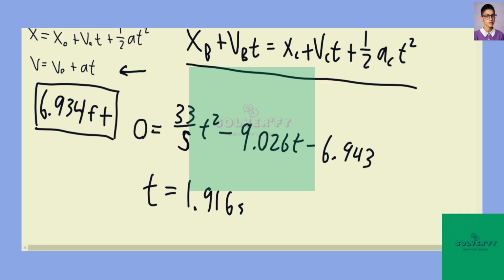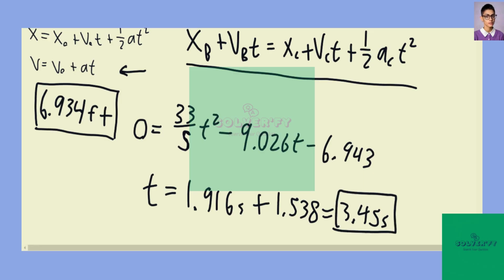And so we have to add how long it took the bike to get to its maximum velocity, which would be 1.538. Add this up, you get about 3.5 seconds. So from start to finish, it takes the car about 3.5 seconds to completely pass the bike. And the max distance between those is whenever the bike reaches its maximum velocity, and the distance between them is about 7 feet. These are our answers.